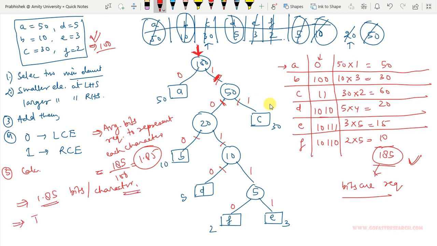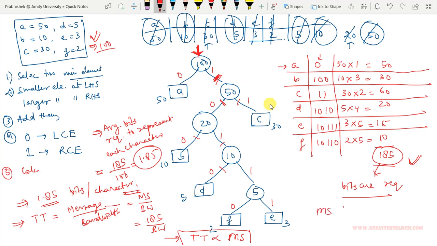The third type of question that can be asked is transmission time. The formula of transmission time is message divided by bandwidth. Here we know message is 185, divided by bandwidth. So what you can see here is that transmission time is directly proportional to the message. What does this mean? If the message size is high, then the transmission time is high, which means the process is bad. If it is taking very high transmission time, then the process is not good, it is an inefficient process.